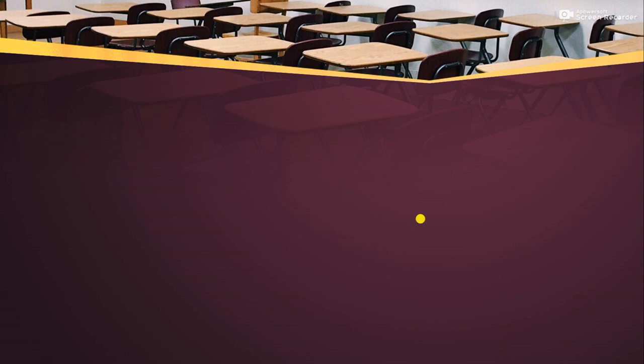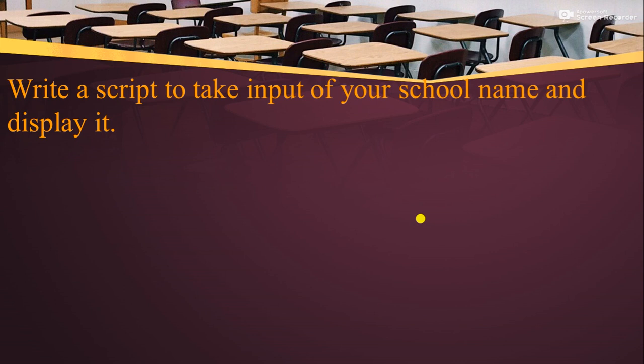So let's start the script. As we had done in the previous session, the two scripts are the same, but some new commands and some new options we will use. So let's start the script with the question: write a script to take input of your school name and display it. Firstly we will create our file in the vi editor. To create a file in the vi editor, we will use vi space file name. Over here our file name is school. So our command will be vi space school.